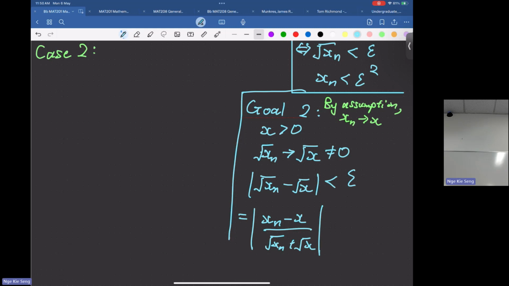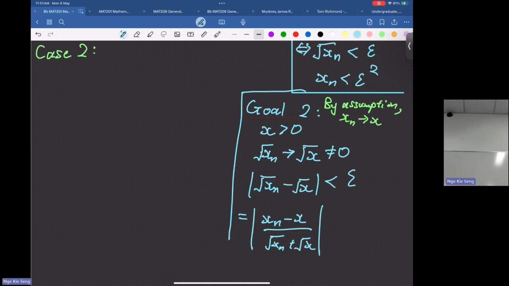The square root of x is a fixed point. How about this one? This one keeps changing. So can we bound them or not? How? Wait, let me think. xn is converging, so xn is bounded.